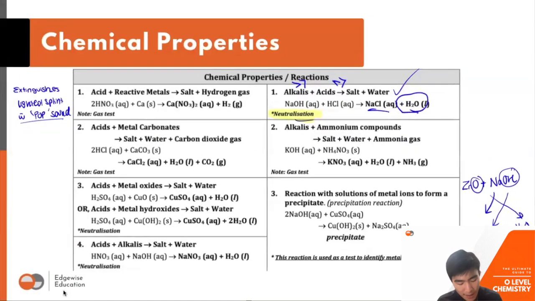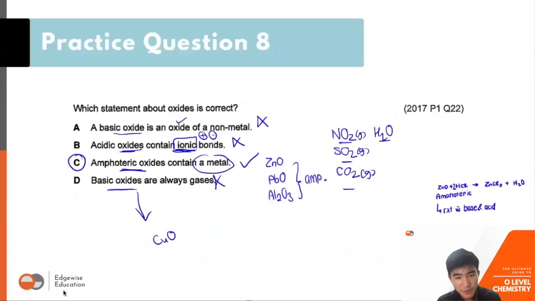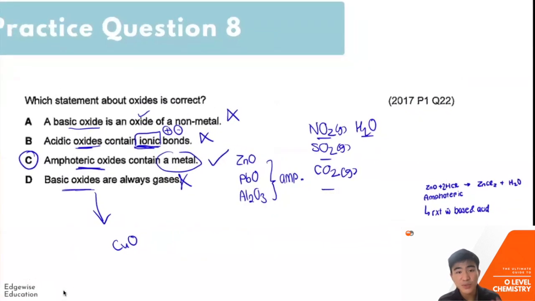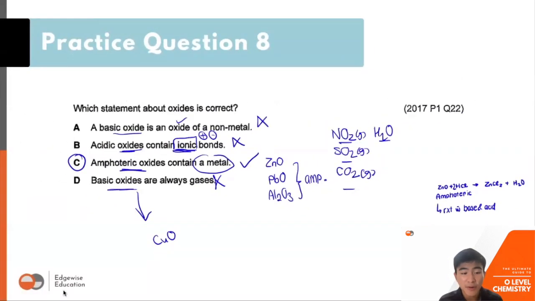Now, end of the day, what is most important? You need to know the 4 types of oxide. For non-metal, we got acidic oxide and neutral oxide. For metal, we got amphoteric oxide and basic oxide. I hope that you understand the nature of oxides.